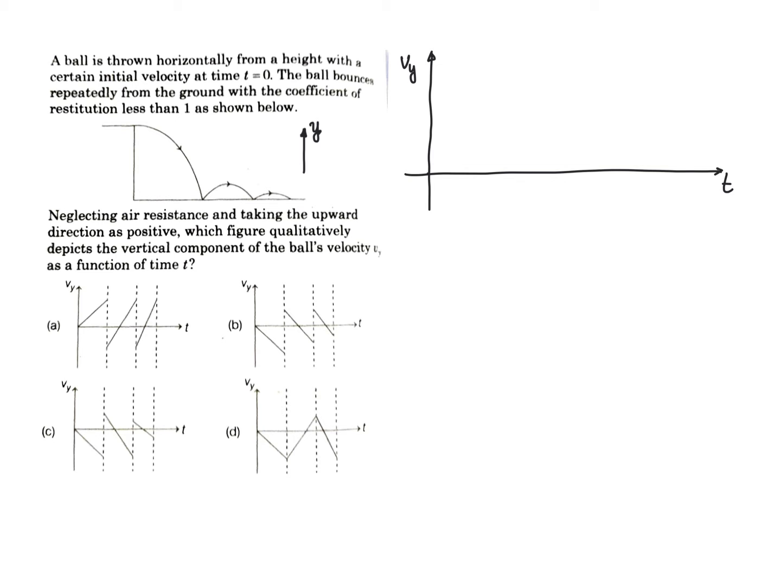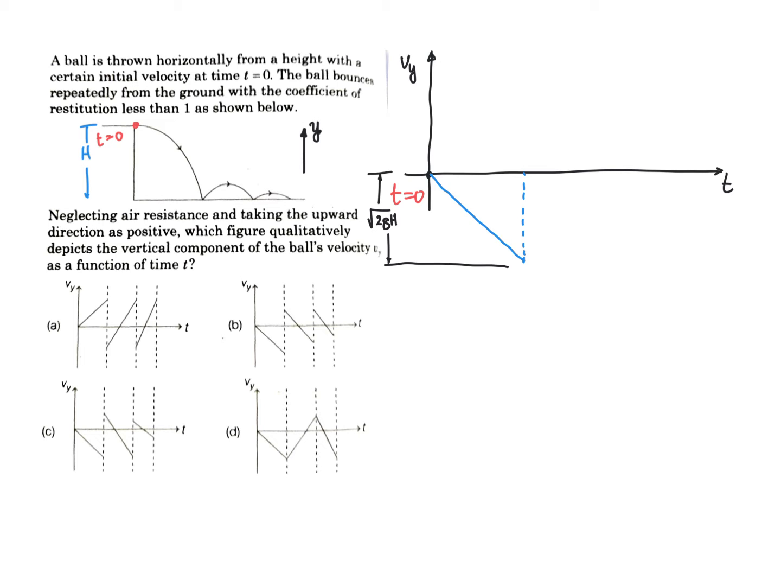Now time t equal to 0 is the time when the ball starts from here. So there Vy is equal to 0, and as the y-axis is upward, Vy decreases up to this point. Suppose this height is h. Up to this point, the magnitude of Vy is root over 2gh. There it is.